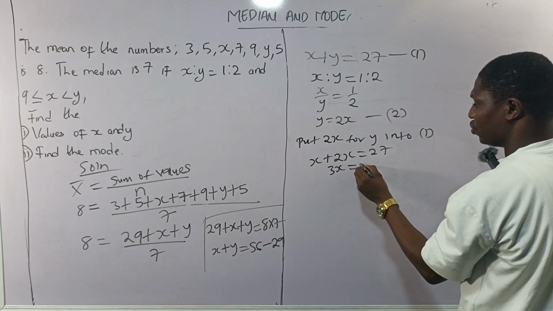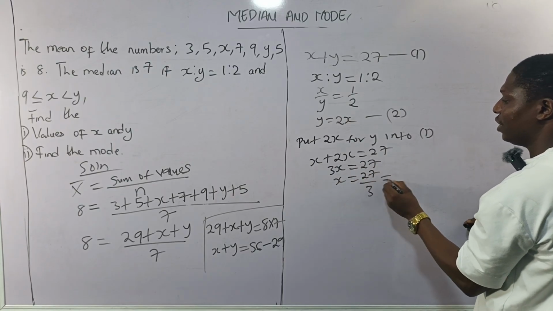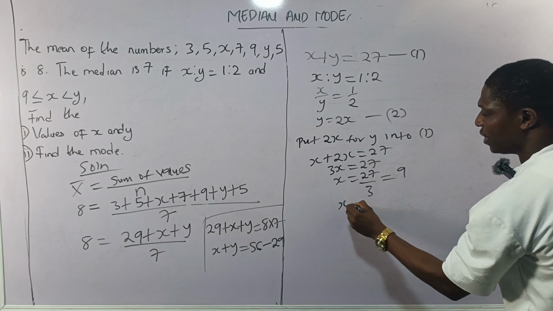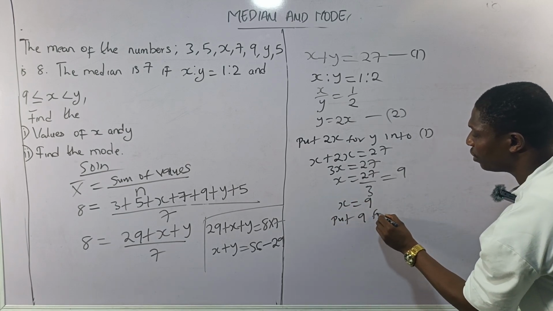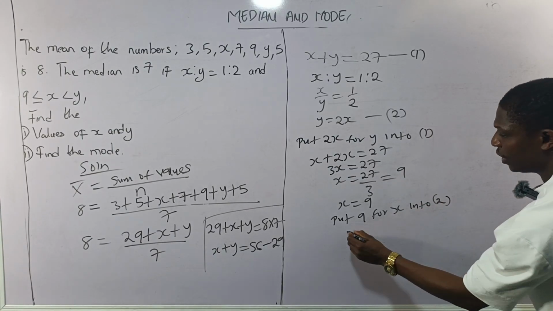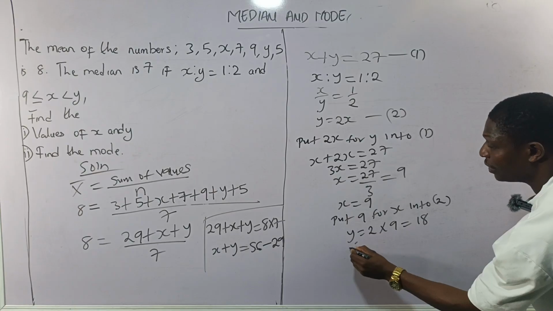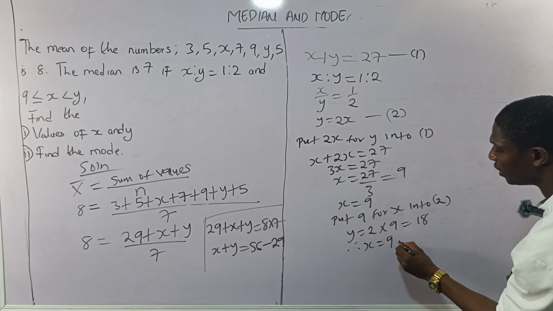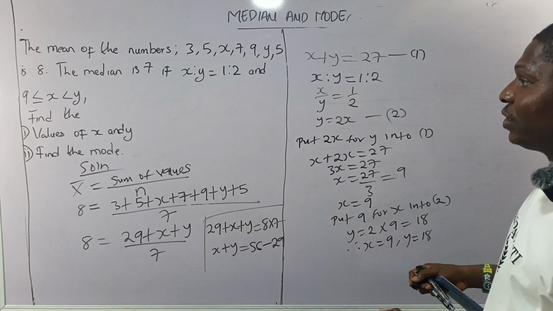And I'll have 3x equals 27, and x will be equal to 27 over 3, which equals 9. So x is equal to 9. Now you simply put 9 for x into equation 2, and y will be equal to 2 times 9, which is 18. Therefore, x is equal to 9, y is equal to 18. Now we've gotten our x and y.